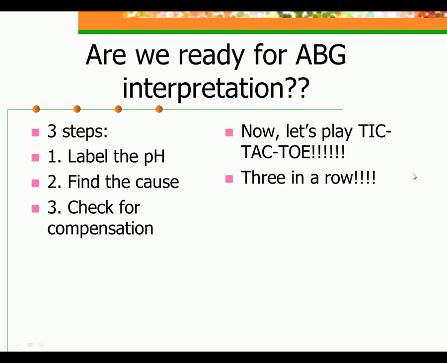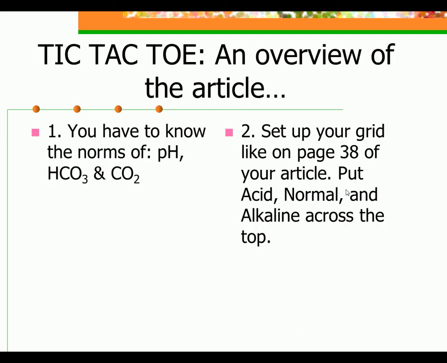All right, when you read that article, we're going to be playing some tic-tac-toe, 3 in a row. Your article will tell you to make a grid. Once you make your grid, it shows you that in your article on page 38: acid, normal, and alkaline. Once you fill in the grid 3 in a row, and you count the top one as 1, so if you put 2 more things under acid, that's 3 in a row, and you're ready to diagnose your patients once you have 3 things in a row.